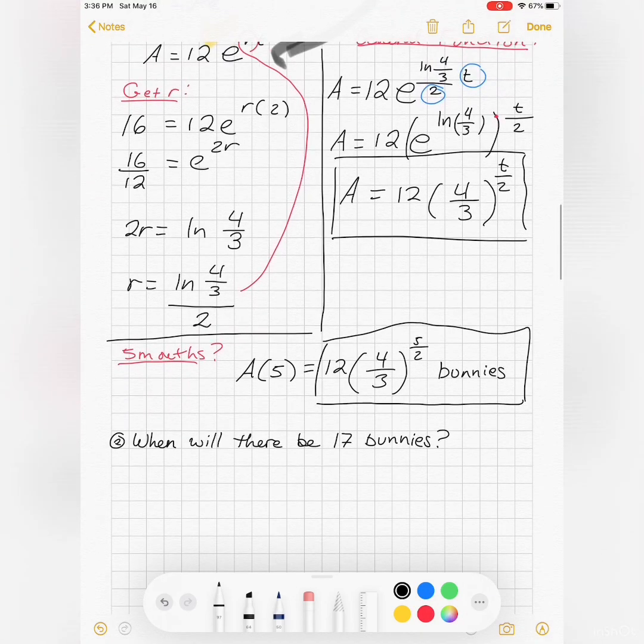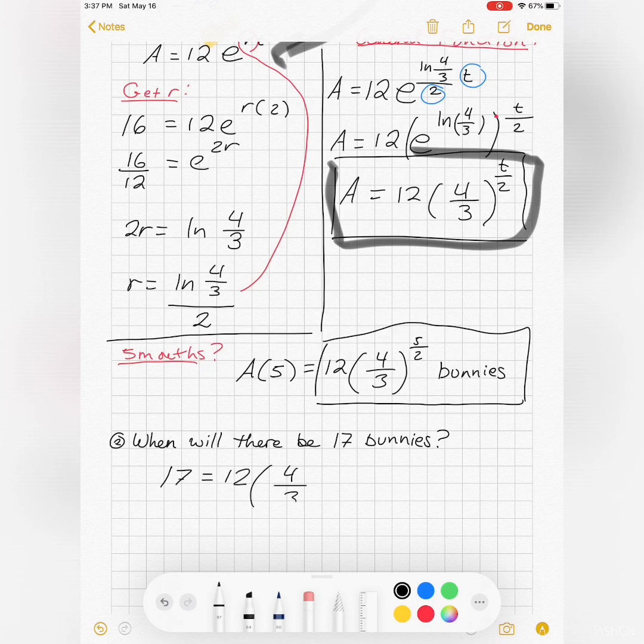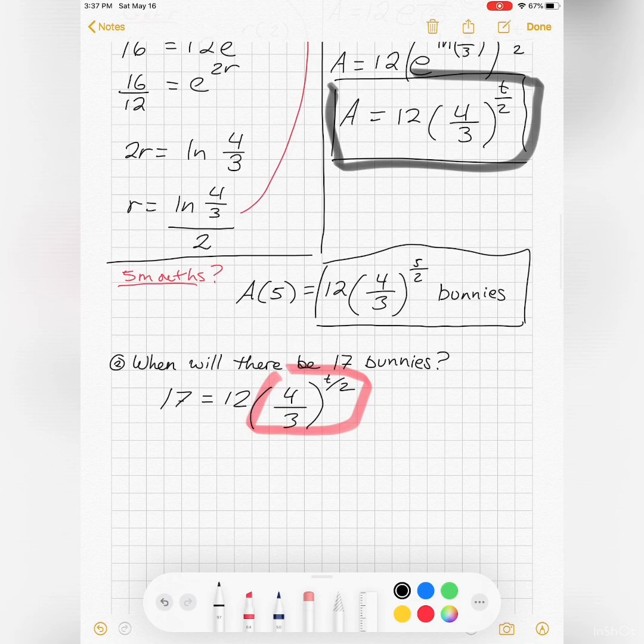When will there be 17 bunnies? So now I have to take my general function and set that equal to 17. Okay, I always want to isolate the exponential first. So I'll divide by 12.